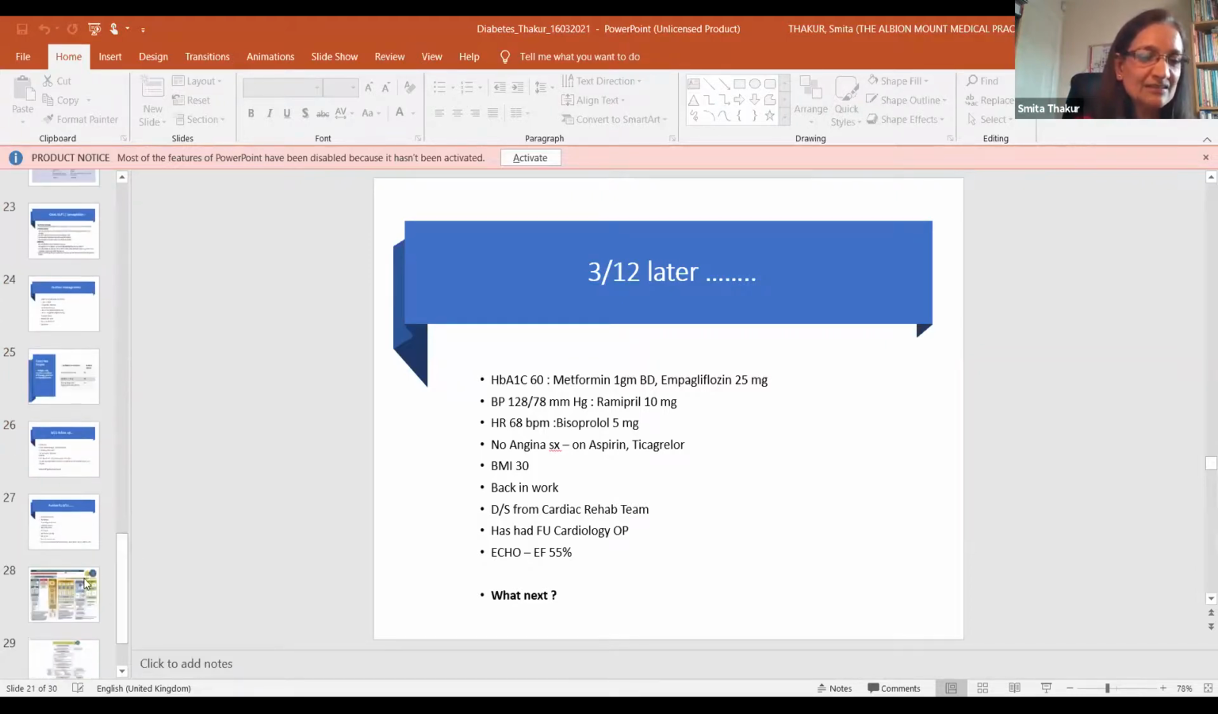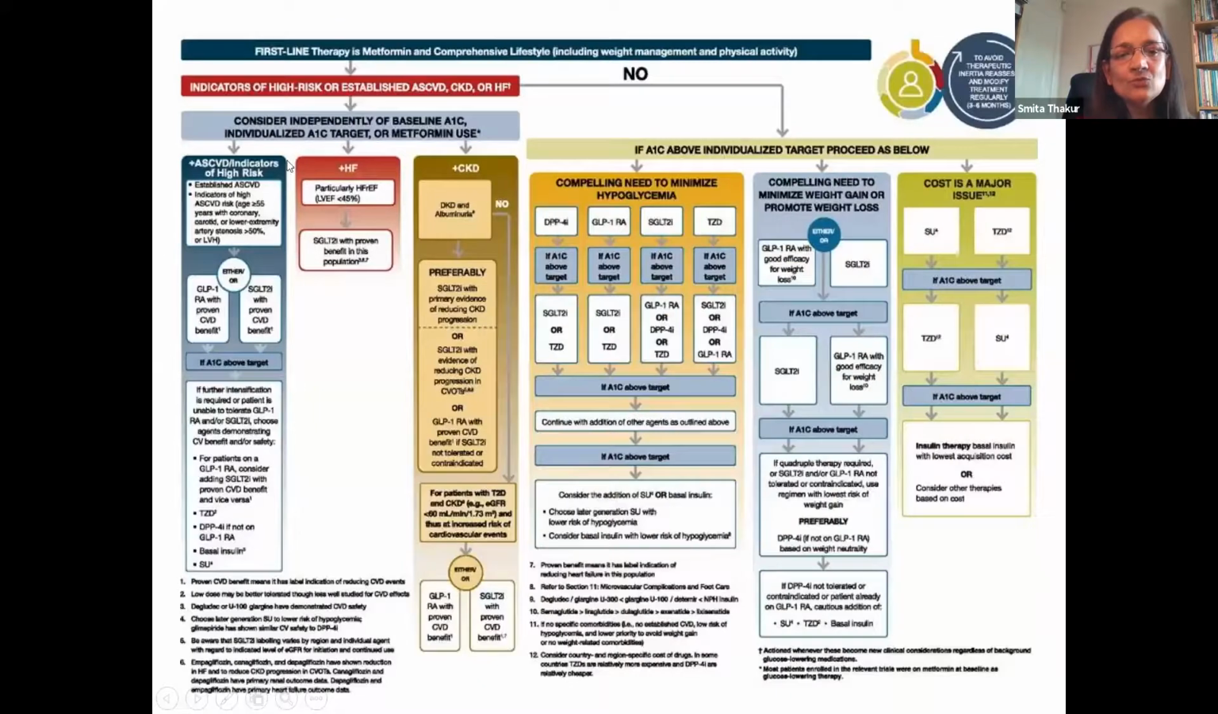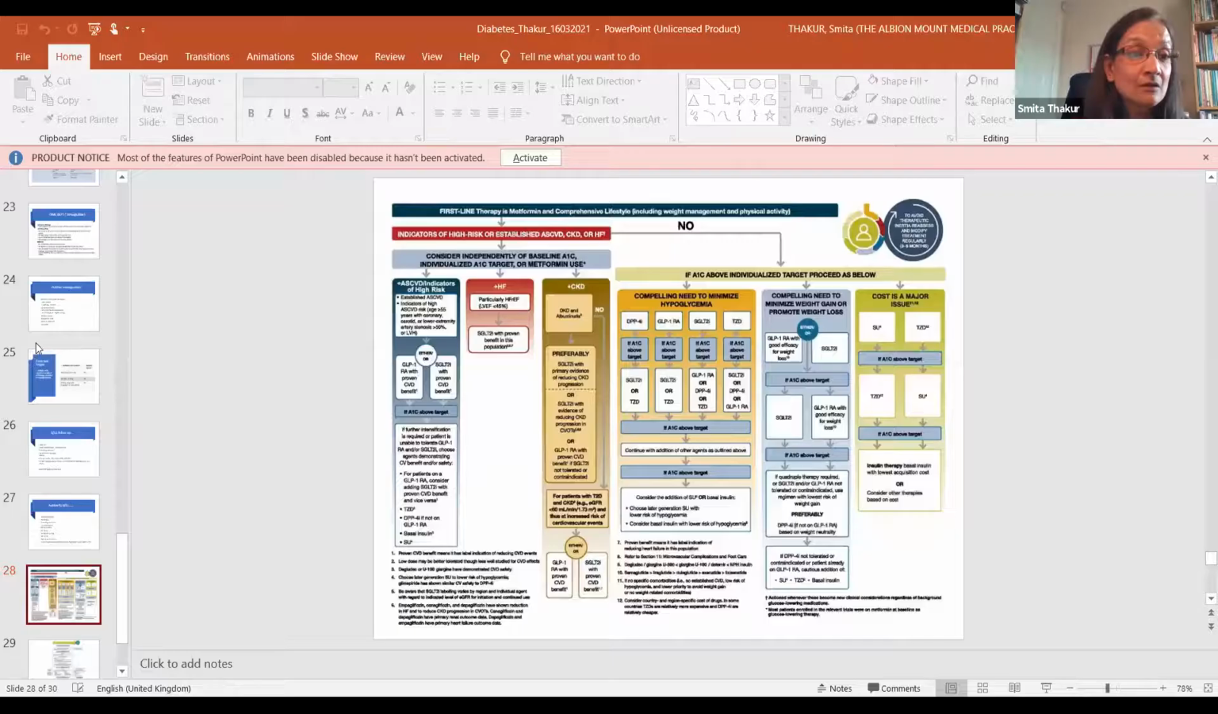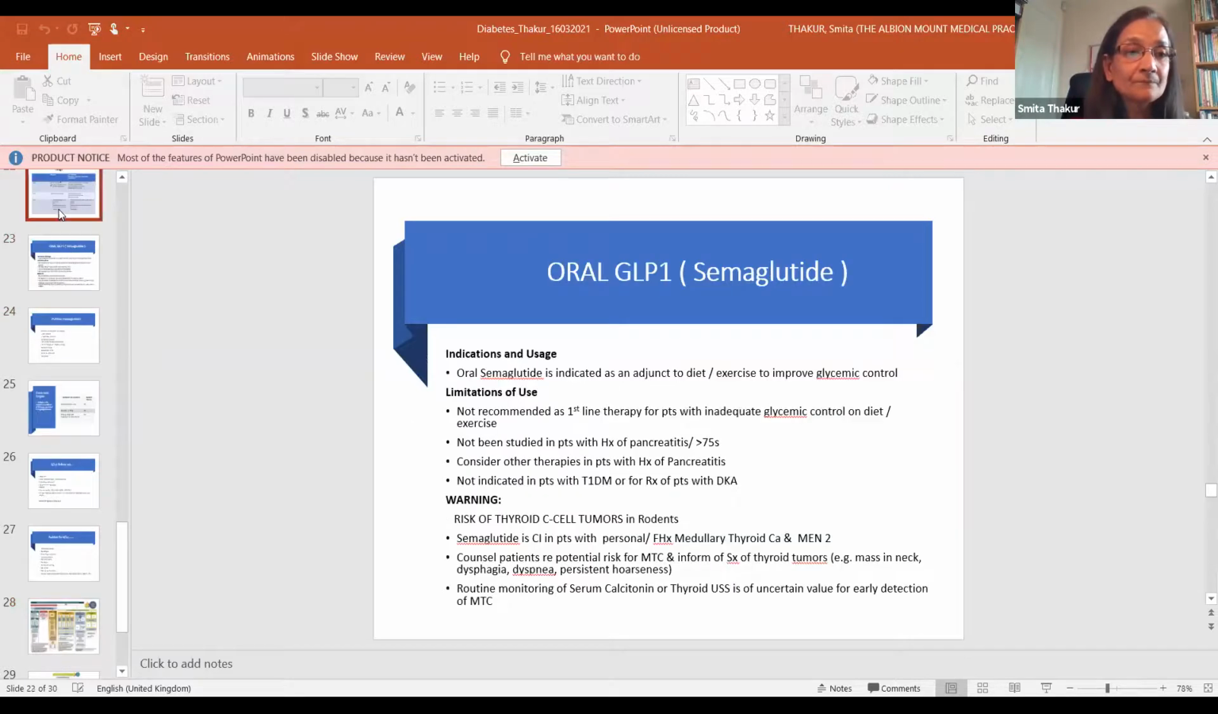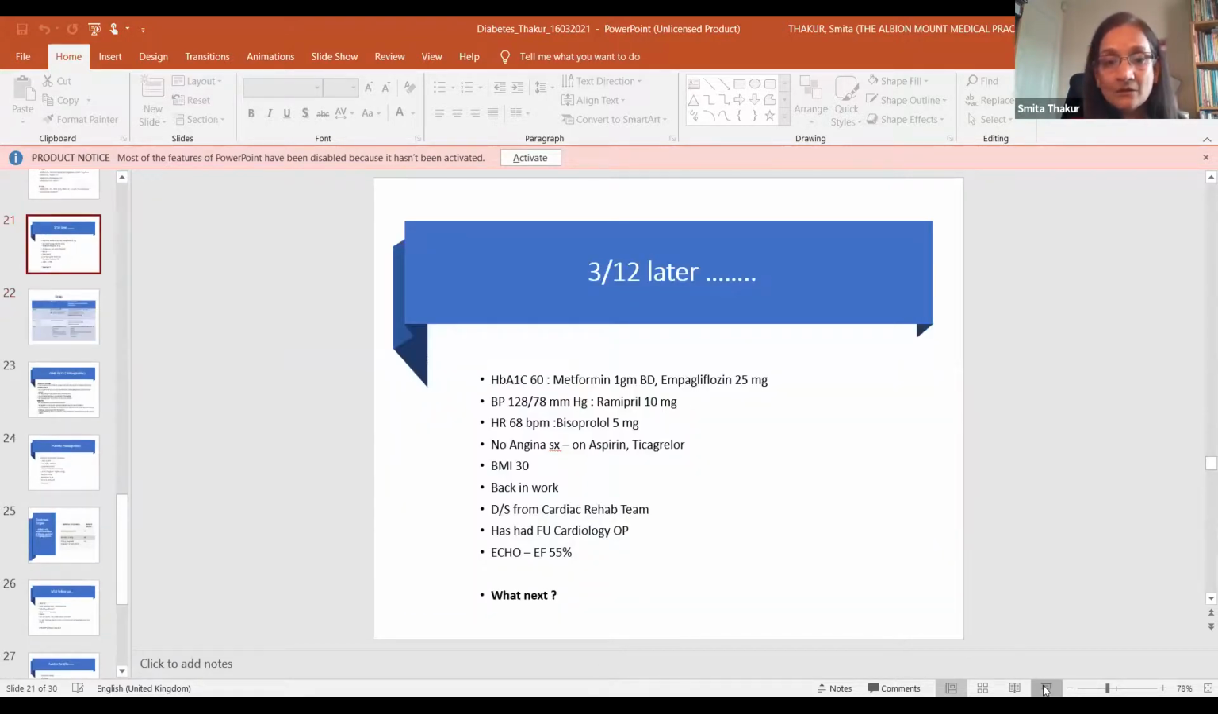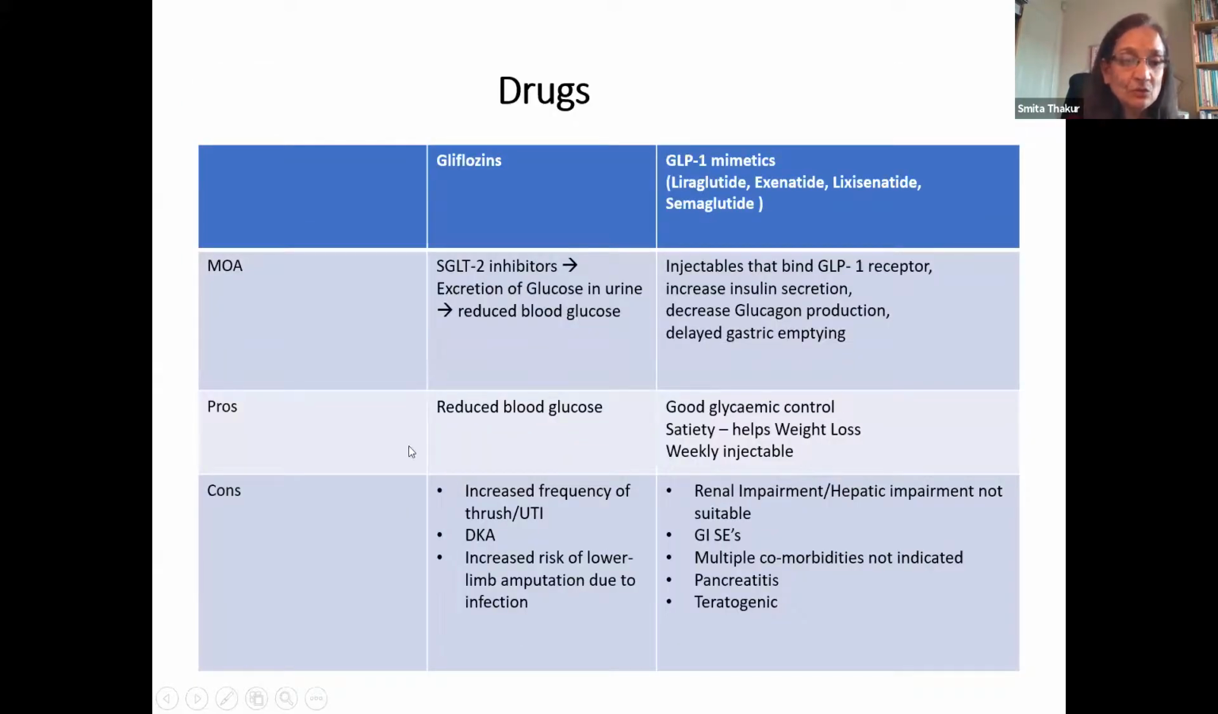So going by the same guidance, the ADA guidance, someone with heart failure needs an SGLT2, which he is already on. So the next line for him will be a GLP-1. GLP-1 injectables bind to GLP-1 receptors, increase insulin secretion, decrease glucagon production, and delay gastric emptying. Very good glycemic control, and they help with weight loss. There are weekly injectables available now, which is very convenient for patients. GI side effects; with pancreatitis we do not use them, and they are not used in those with teratogenic concerns.